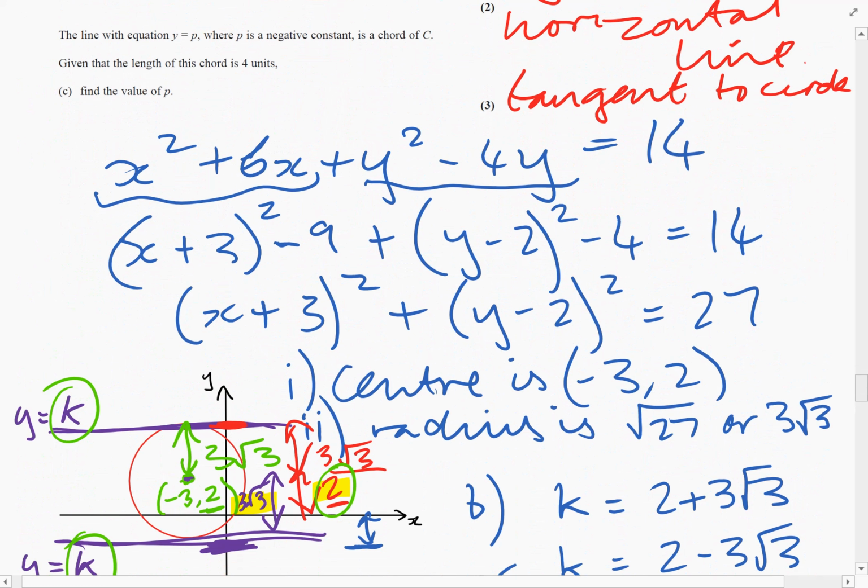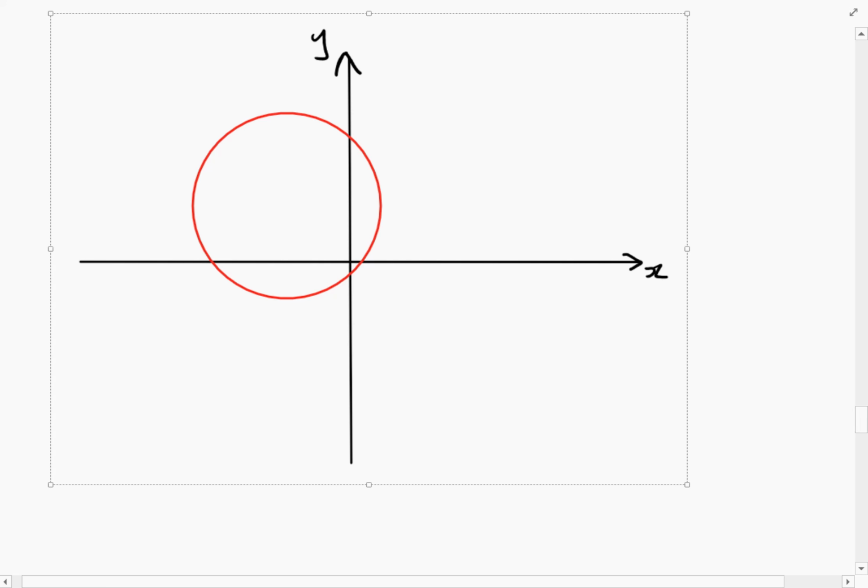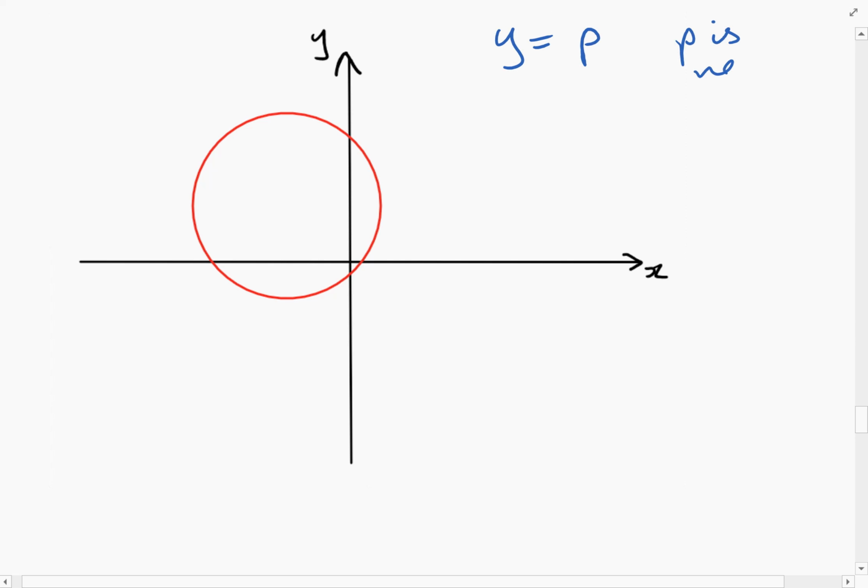Last bit, it says the line with the equation y equals p, where p is a negative constant, is a chord of C, and the chord is 4 units. So let's see if I can make this a bit bigger this time. Okay, so the chord, it's the line y equals p, p is negative. So it's going to be a negative line down here somewhere, and it's going to give you a chord on your circle.